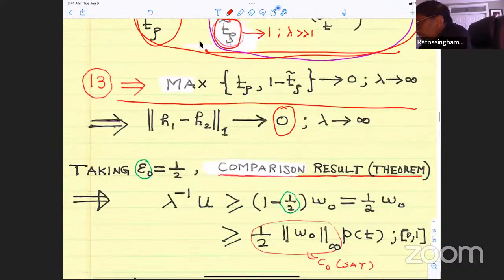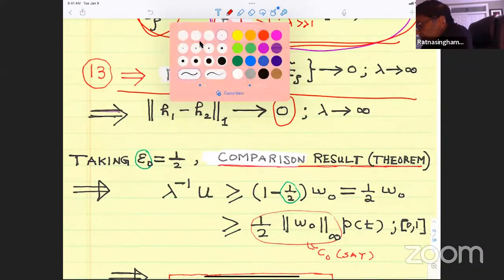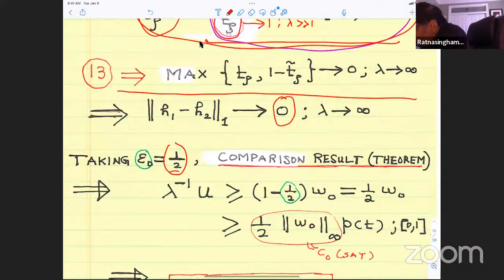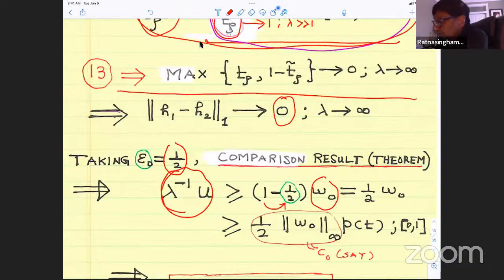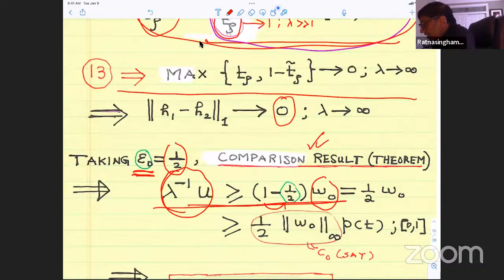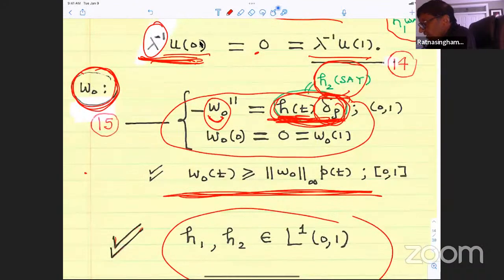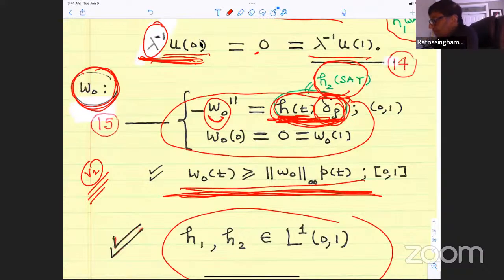So now I go back to my comparison principle, taking epsilon naught to be 1/2. You remember I can compare that function and my W naught function with 1 minus epsilon naught. For lambda large enough, this will go to 0, which means I can apply the comparison principle theorem. That means I can compare this, which is 1 minus 1/2, just 1/2 W naught. Remember, this W naught function is a nice guy; we talked about it in terms of V2. So W naught of T is always greater than or equal to the sup norm of W times P of T.